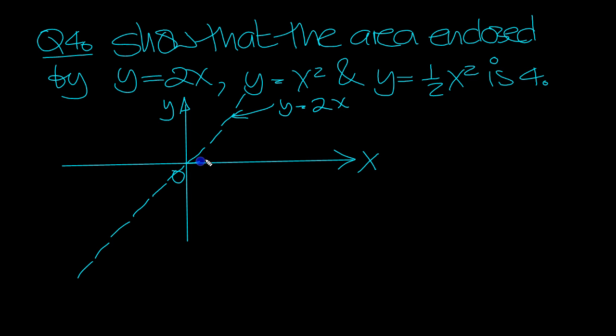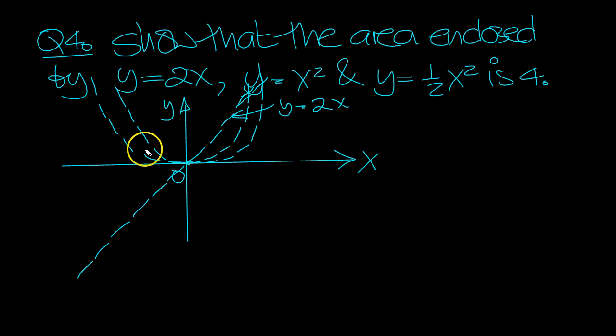Then y equals x squared. Eventually it will cross. And there's y equals x squared. And then y equals half x squared. So it's going to be coming under here, like so. And half x squared.